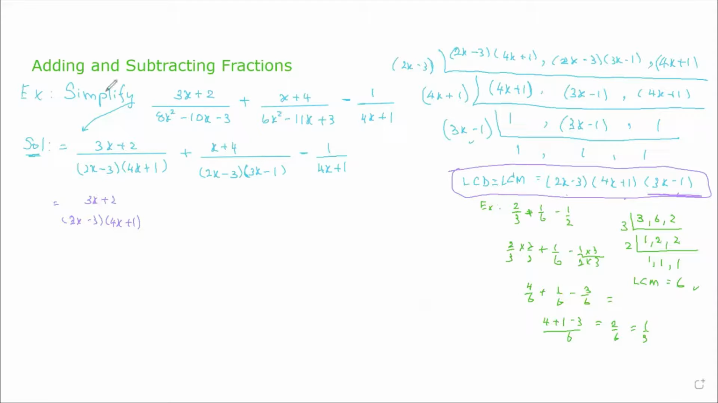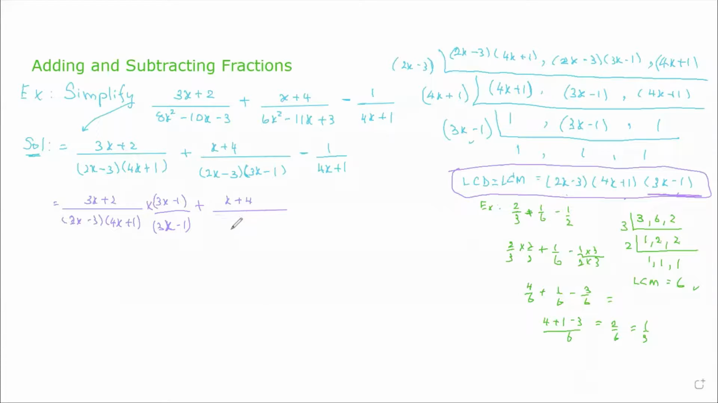You can make it neat. And then you times the top and the bottom by 3x minus 1. You can write like this, right? And then next plus, this is a plus, right? So you write x plus 4 first, and then write one line down here.